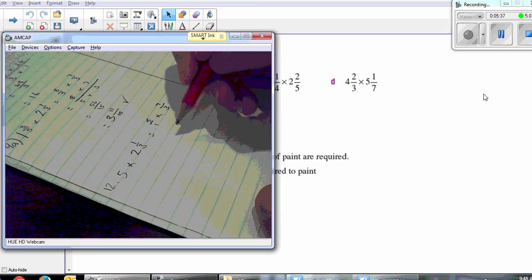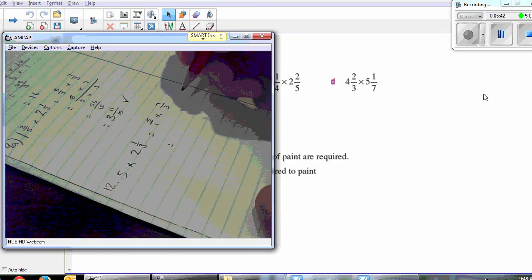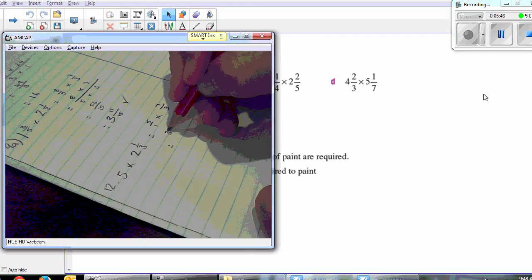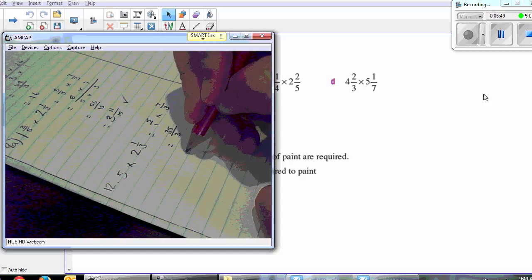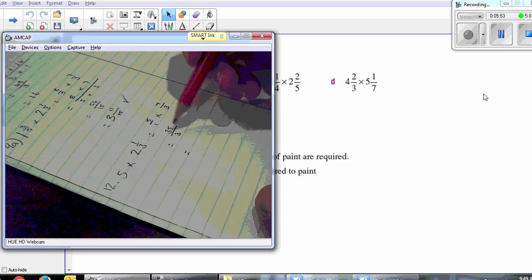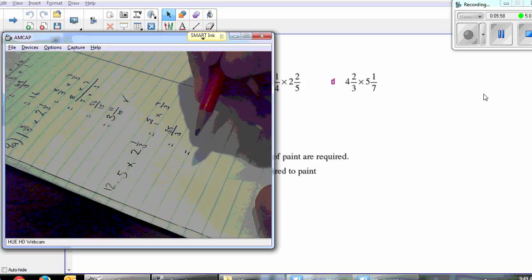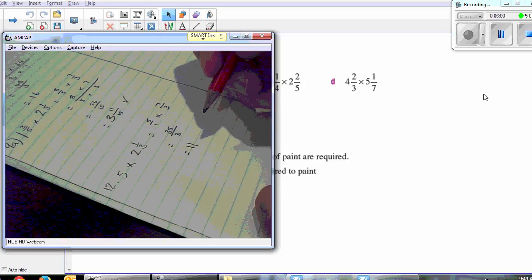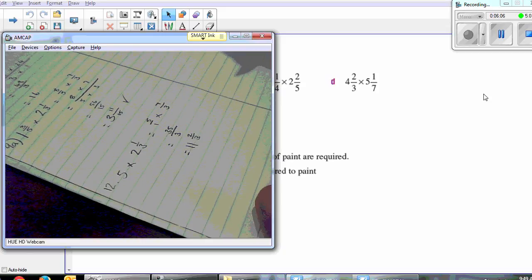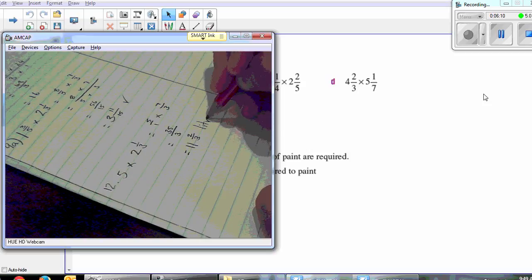Okay, and now we can do our multiplication. So 5 times 7 is 35, and 1 times 3 is 3. All right, now we need to obviously simplify our fraction. It's an improper fraction at the moment. So 3 goes into 35 11 times, and there is 2/3 left over. So to paint these 5 classrooms, they're going to need 11 and 2/3 litres.